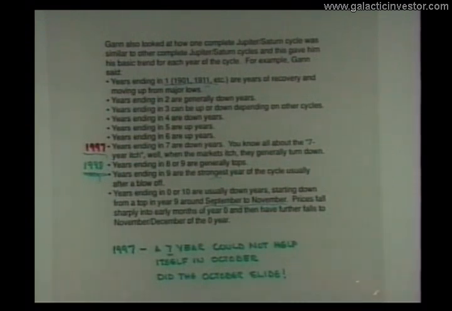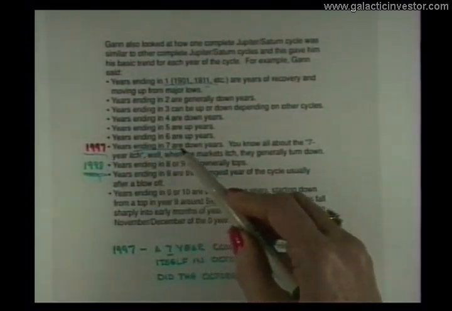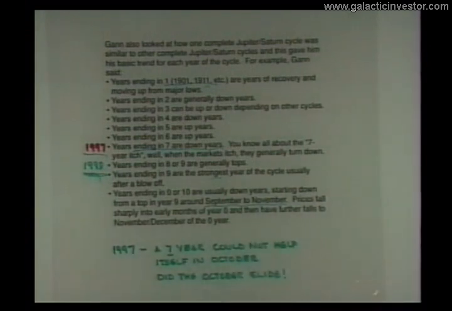1997 has not necessarily fit this as being a down year all year, but we've had the down parts of it, and we had a big jump down during this year, which is a 7 year. 1987 was the big down.